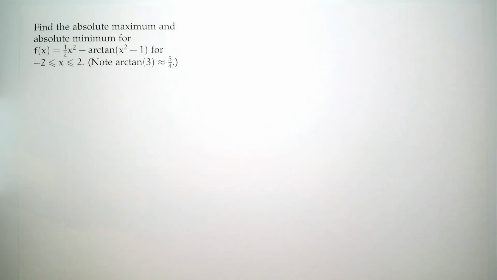Find the absolute maximum and absolute minimum for the function 1/2 x squared minus arctangent of (x squared minus 1) between -2 and +2. And there's a note: arctangent of 3 is approximately 5/4.